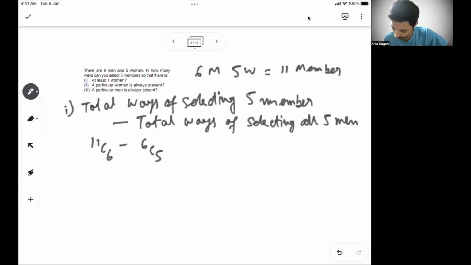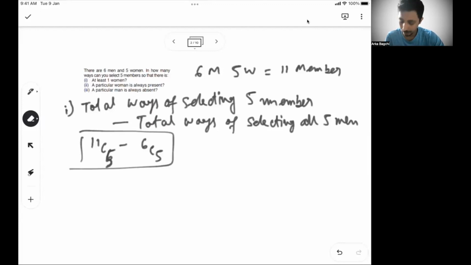Okay, I have to choose 5 members. So this is 11C5, choosing 5 people out of 11 people. So that is 11C5 minus how many ways you can take 5 men. So out of 6 men, how many ways can you take 5 men? So that is 6C5. So if you subtract this, all the other types of group that you are going to form with 5 members will have 1 female for sure.